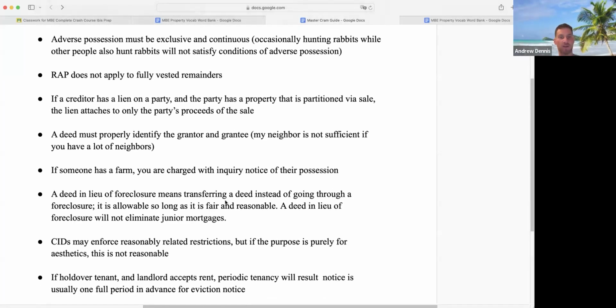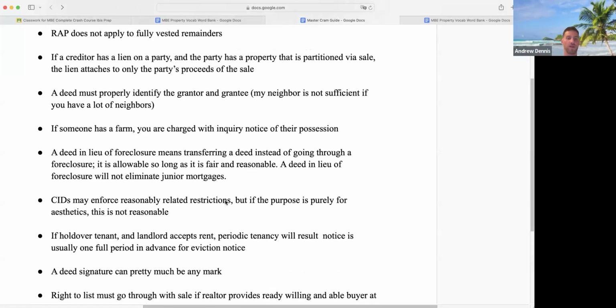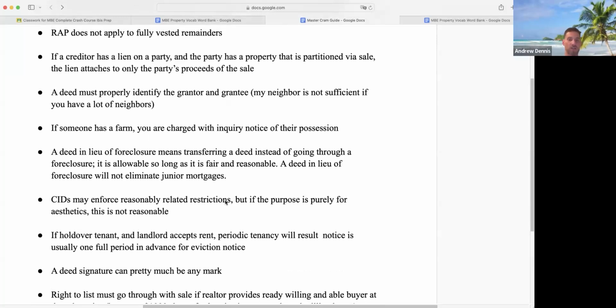So if a creditor has a lien on a property and the party has a property that's partitioned via sale, the lien attaches only to that party's proceeds of the sale, not the other party, because the lien was just from the party.